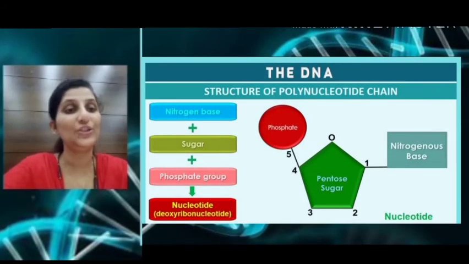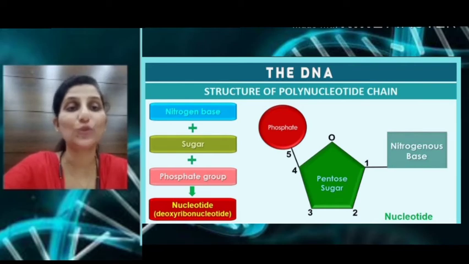In a particular nucleotide, there are two bonds. We learned about the first bond, that is an N-glycosidic linkage, which is formed between a nitrogen base and a pentose sugar. Whereas the phosphate group is attached to the fifth carbon atom of the pentose sugar by means of another bond, which is called the phosphoester bond. So two bonds are present, the N-glycosidic linkage and the phosphoester bond.